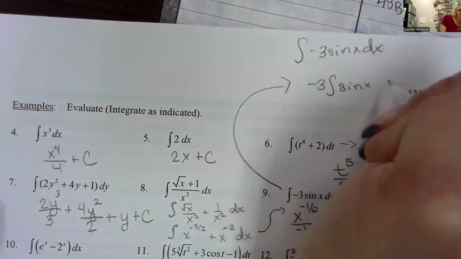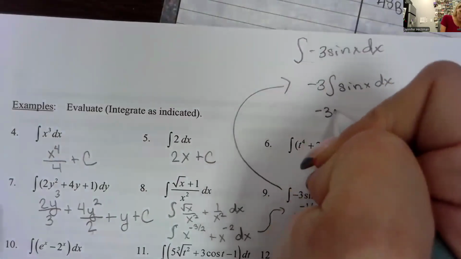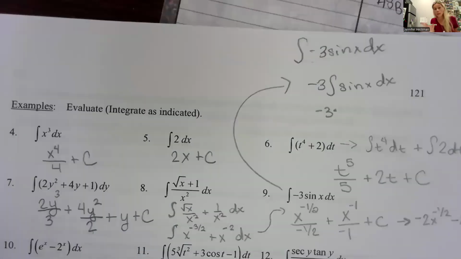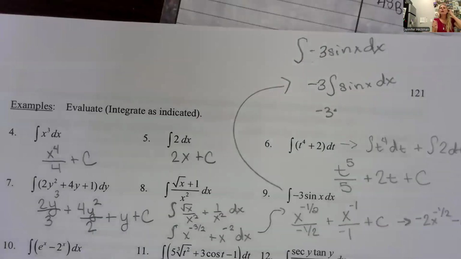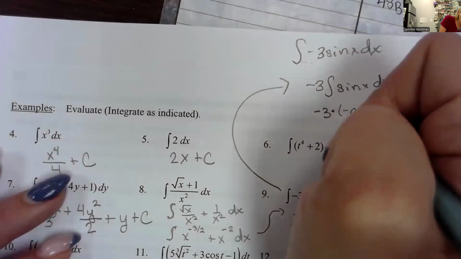So as you can see, what I'm really doing is taking -3 and multiplying it by the integral of sine, right? Well, the integral of sine is negative cosine.